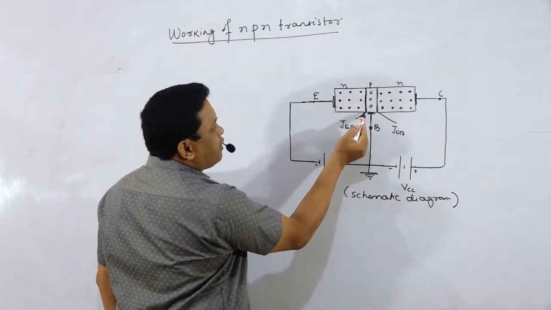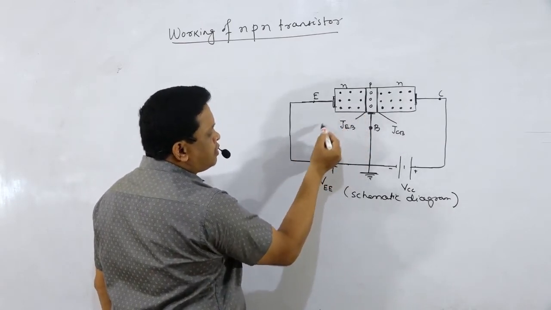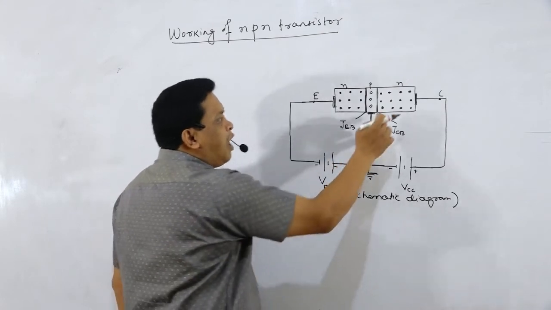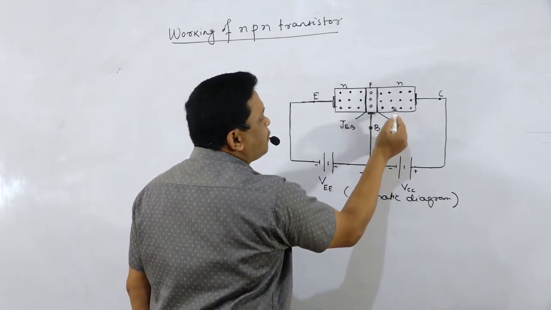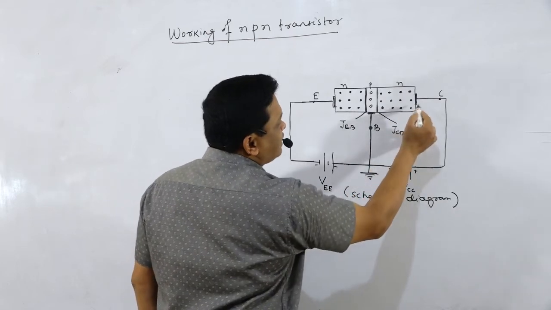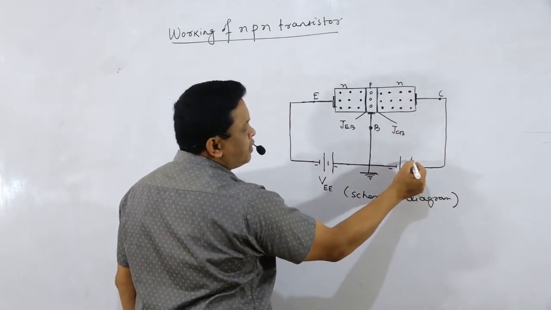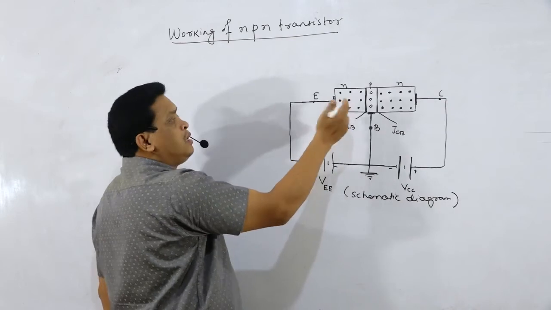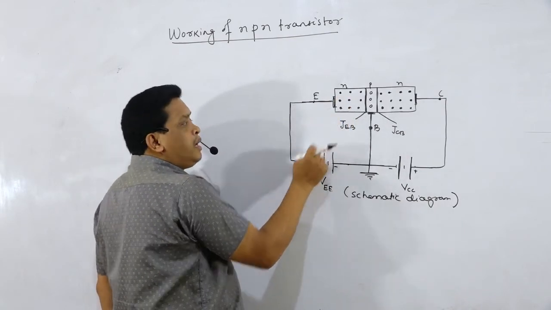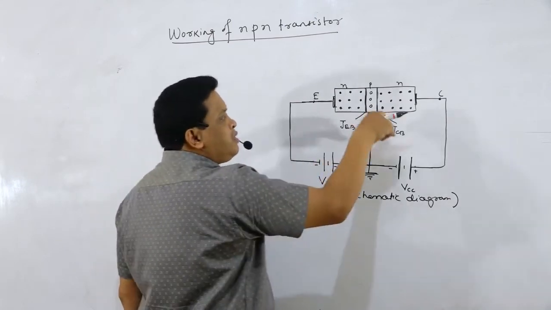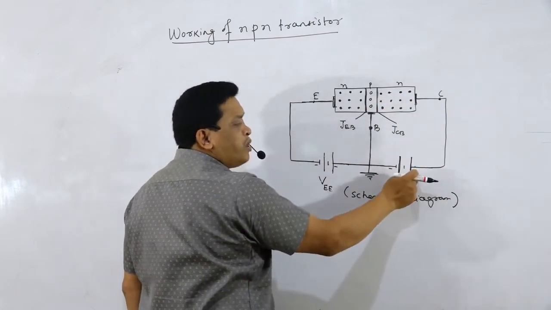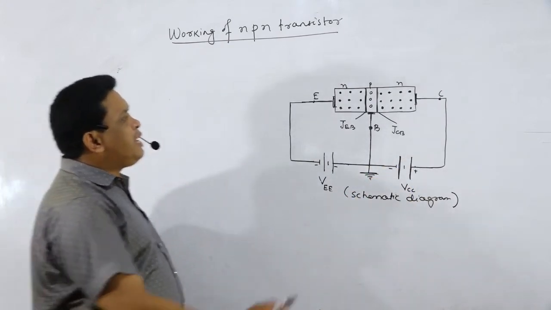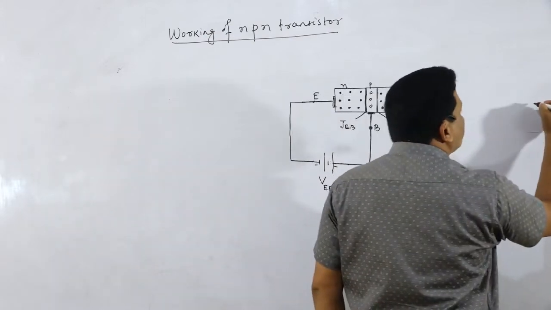Now look here, the input PN junction, that is the emitter base junction, is forward biased by the help of the input battery, and the output PN junction, that is the collector base junction, is reverse biased by the help of this battery. You have to see the circuit connections, the batteries. On the input side, N is connected with the negative terminal, so it is forward biased. But on the output side, N material is connected with the positive terminal, therefore the output PN junction is reverse biased. Then we shall learn with the help of the circuit diagram.